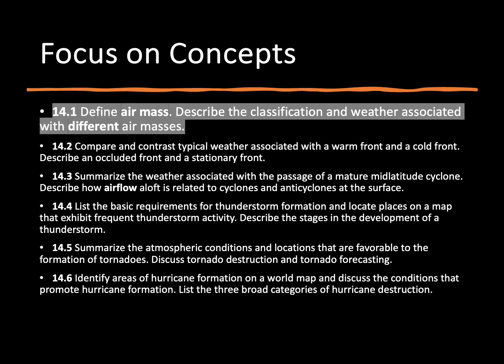This chapter is going to focus on weather, and we're going to be pulling together all of our knowledge from the last three chapters, the two on atmosphere and the one on precipitation and moisture and clouds. And we're going to talk about weather, how we have huge air masses that are moving around, causing different forms of weather. And we're going to talk about three forms of severe weather: thunderstorms, tornadoes, and hurricanes.